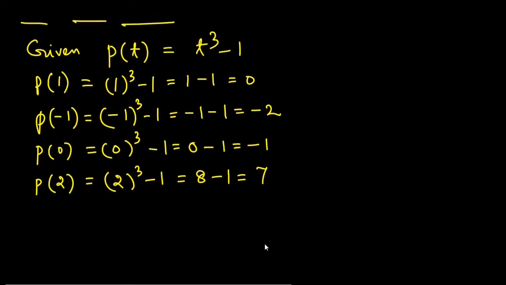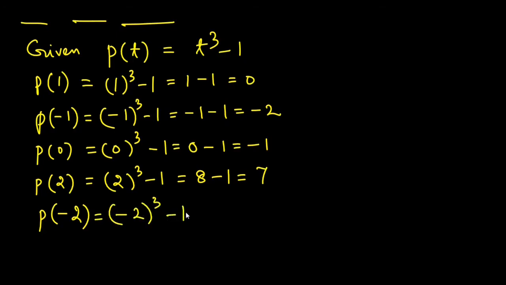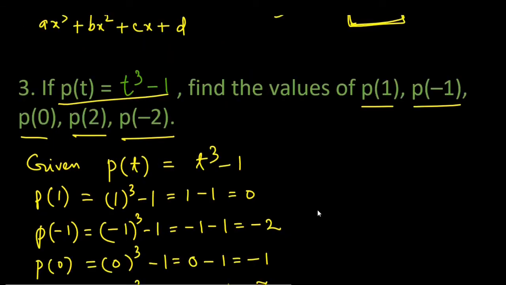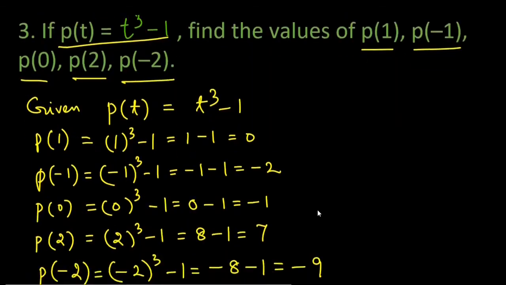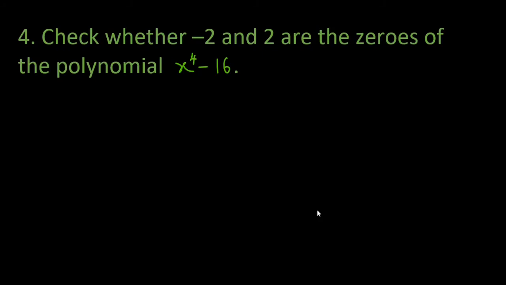P of minus 2. P of minus 2 is equal to minus 2 whole power 3 minus 1. Minus 2 power 3 is minus 8. So minus 1. This becomes minus 9. So here we have found all the values asked for. Let us say the fourth one. Check whether minus 2 and 2 are the zeros of the polynomial x power 4 minus 16.